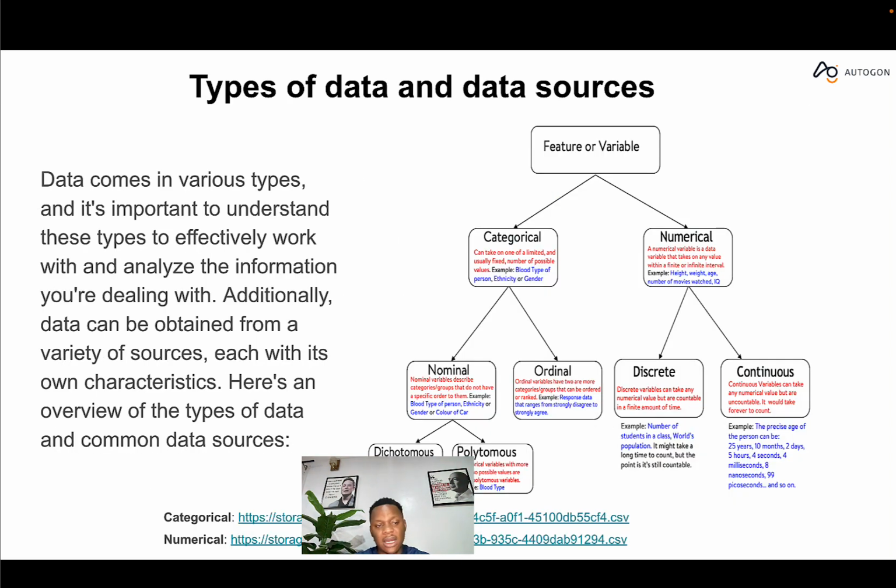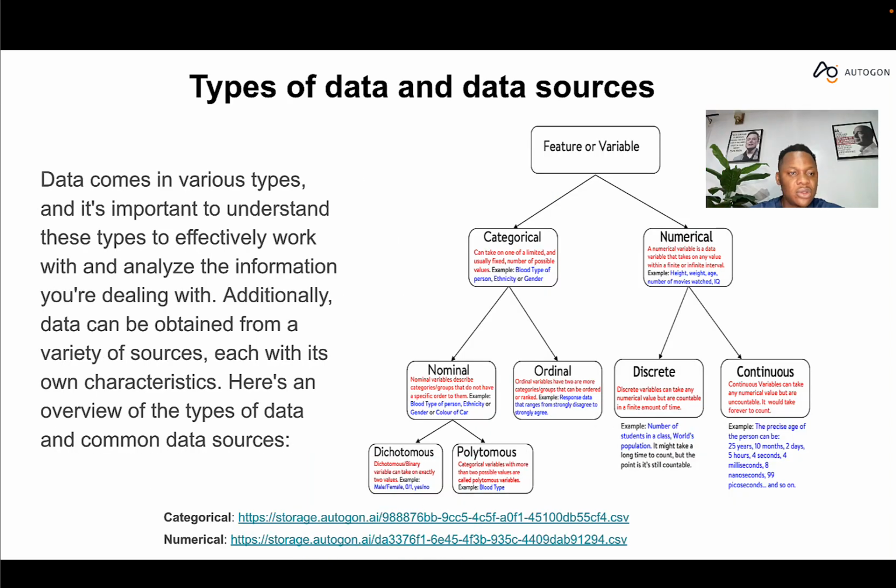So, types of data and data sources. Data comes in various types, and it's important to understand these types to effectively work with and analyze the information you're dealing with. So in time past, we solved a classification problem, and we also solved a regression problem and an object detection problem. Yes. But there's something very key between the classification problem and regression problem.